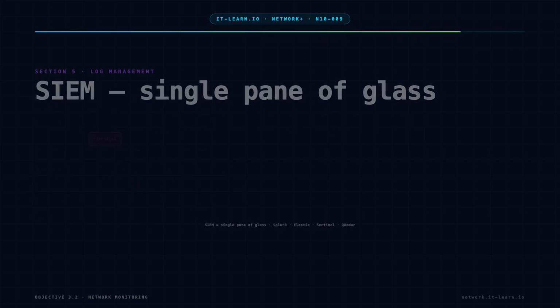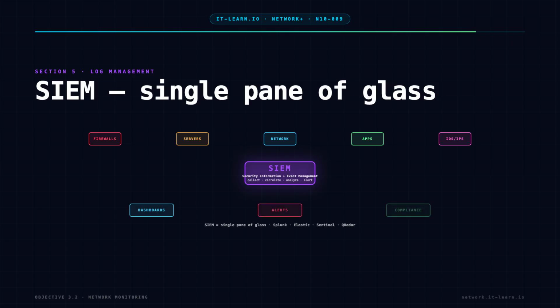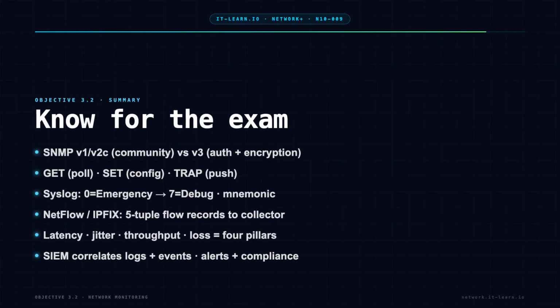Log management involves collecting, storing, and analyzing log data from across the network. A SIEM, or Security Information and Event Management system, aggregates logs from multiple sources, correlates events, and provides advanced analysis and alerting capabilities. Proper log management supports troubleshooting, security investigations, compliance requirements, and forensic analysis.